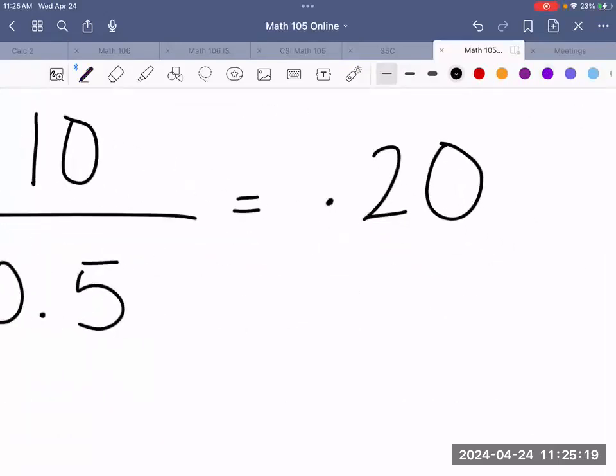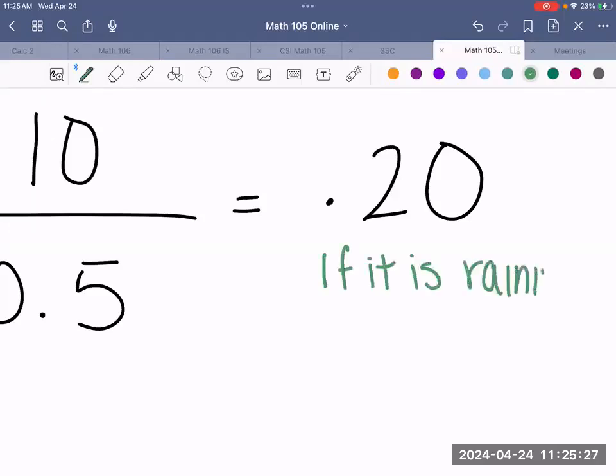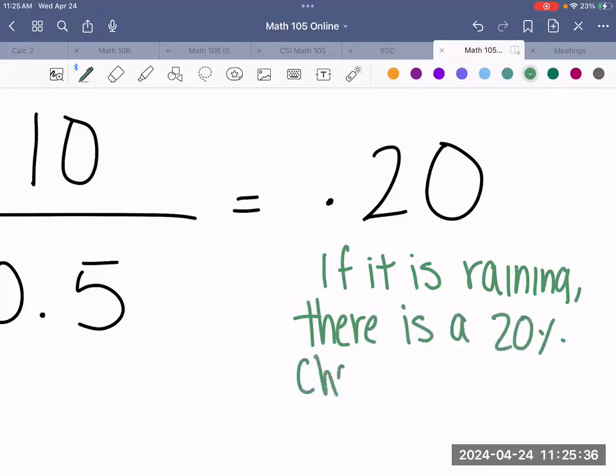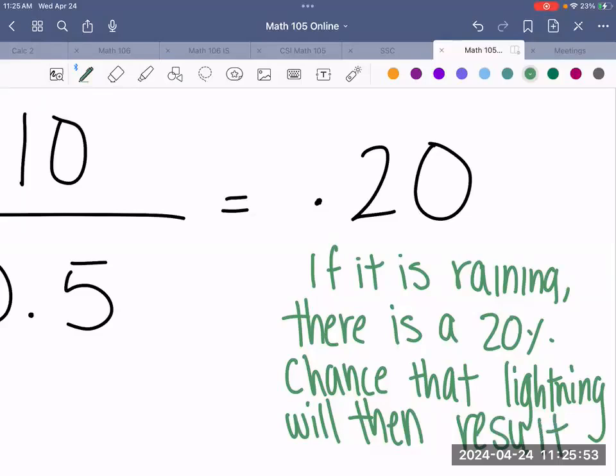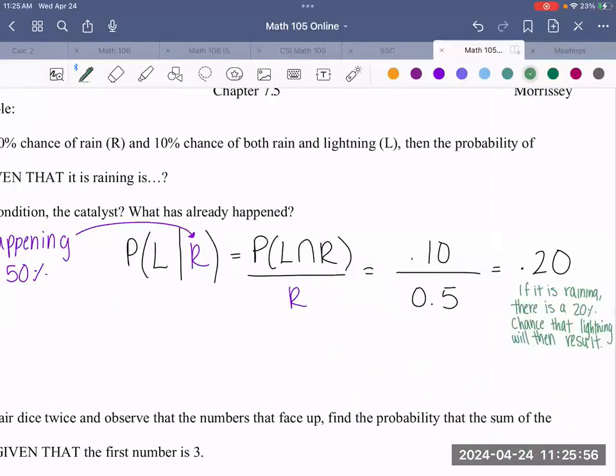Now this 20% means what? It means if it is raining, there is a 20% chance that lightning will then result. So it's under the condition that it's raining to start and then lightning will occur later.